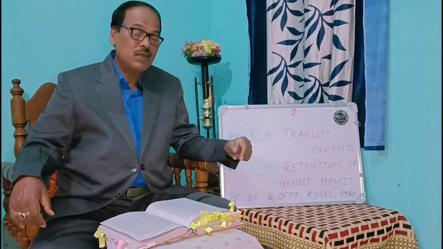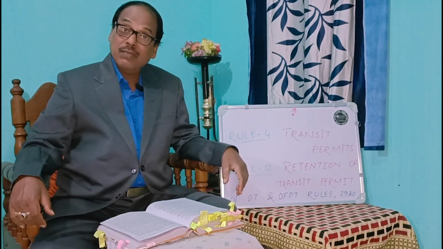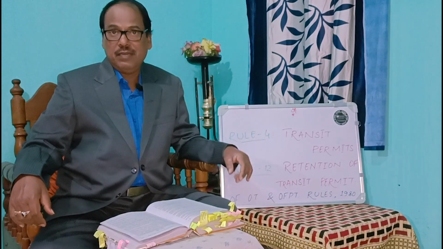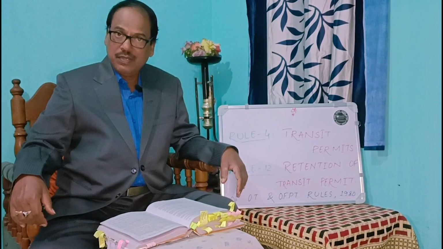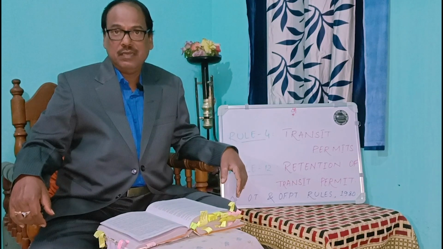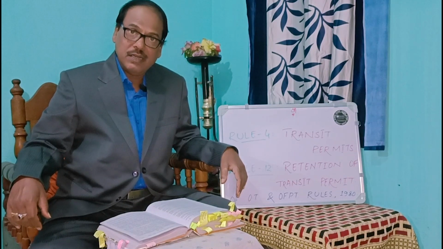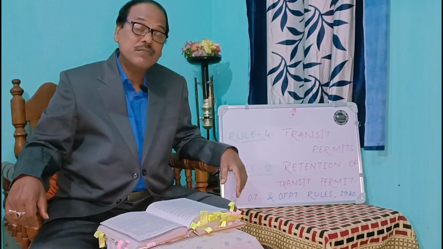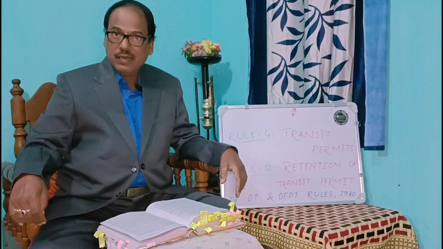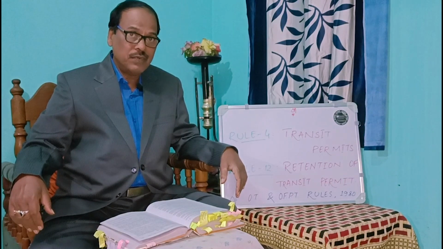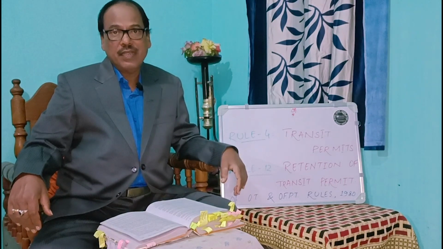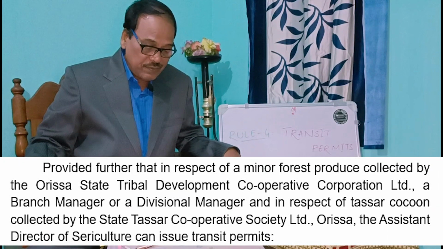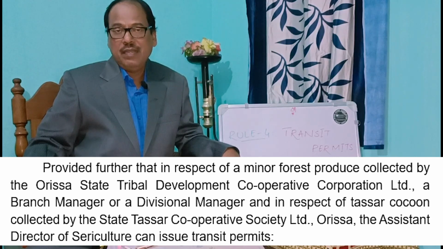No, the range officer or forester may not be allowed or authorized by the DFO for that. That is the difference between ACF and range officer and forester. Range officer and forester can issue transit permit as per authorization of the DFO, where timber is not transported from a stop site. Next, provided further that in respect of minor forest produce.